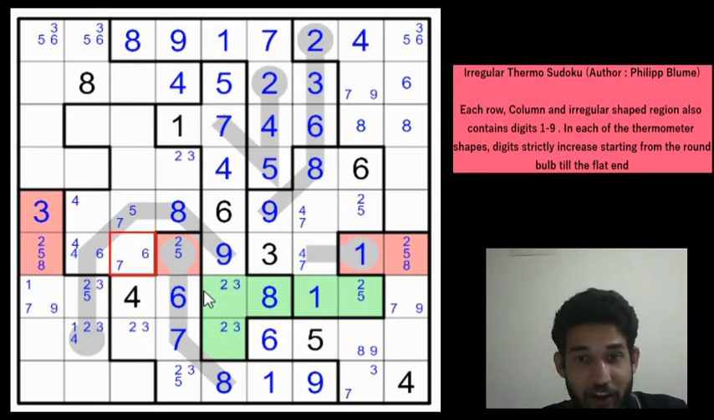Okay, we have got a very sharp deduction now. If you have a 6 here, you need to have a 7 here, right? To satisfy the thermo. And that will choke off all possibilities from this cell. So this is not a 6, this would have to be a 4. And that removes the 4 from here. You are getting very slow and nice progress. Now we have a 2, 3 pair here, which gives a 1 here. Superb. So this is not a 5 now.